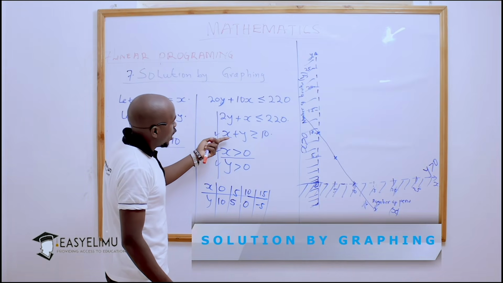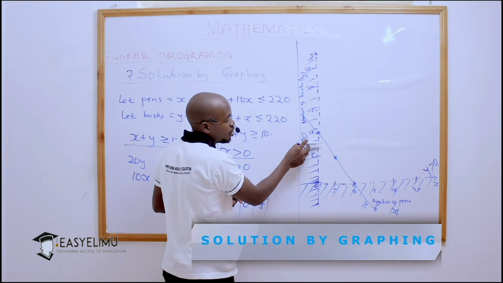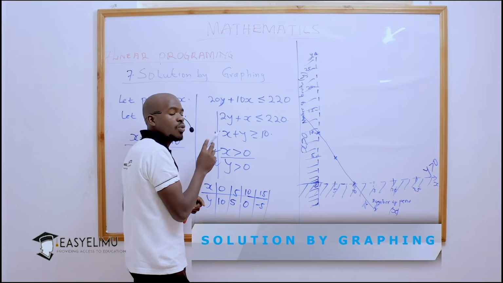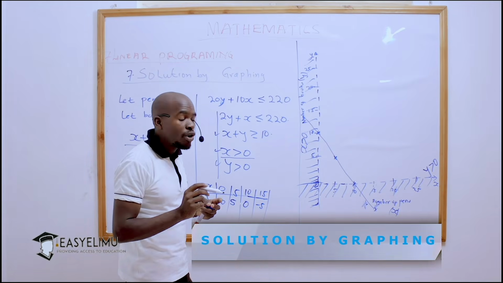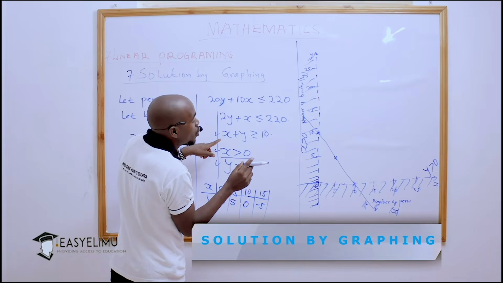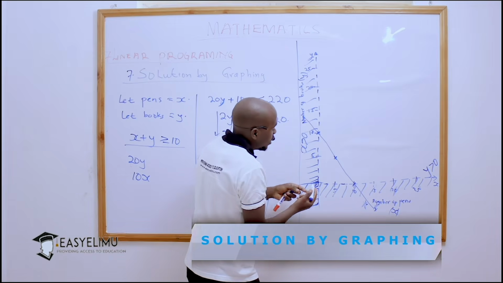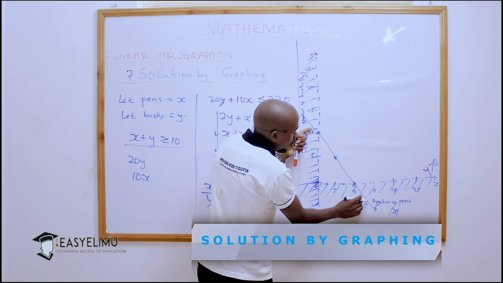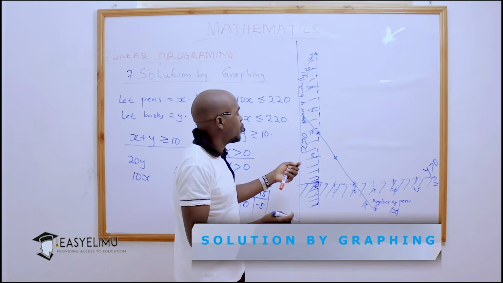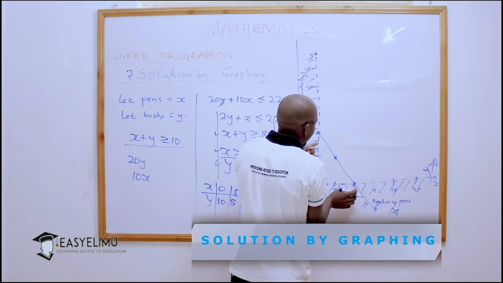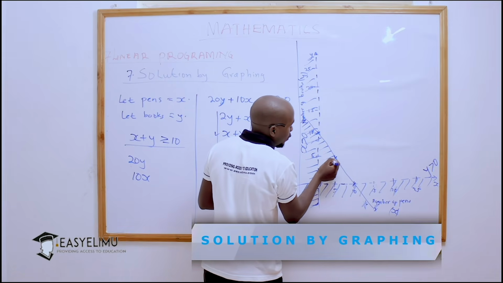And then we have been told x plus y should be greater than or equal to 10. I have put a continuous line because it is greater than or equal to, meaning the points that will be located on these lines are also required. So if x plus y is greater than 10, it means the values or points which are below the line are not required. What we want are the points which are beyond this line. So we are going to shade the downward part.